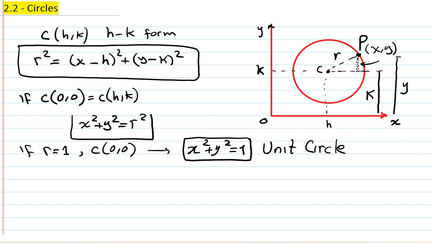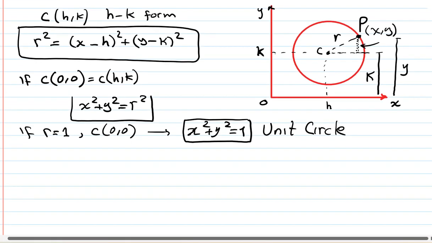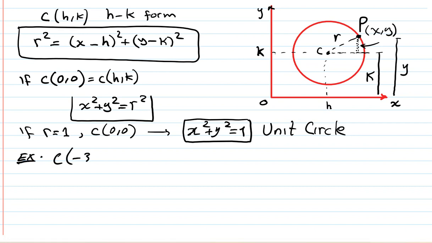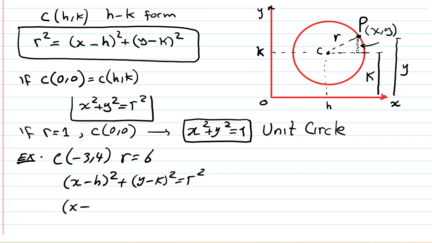So let's say we want to practice this one. Let's say in my example, suppose the center is given to be -3, 4, and my radius is 6. And we want to find the equation of the circle. So it's pretty easy. Once we're given radius and center, I just have to plug it into my formula, right? x minus h squared plus y minus k squared equals r squared. And x minus h, remember, h is -3 and k is 4.